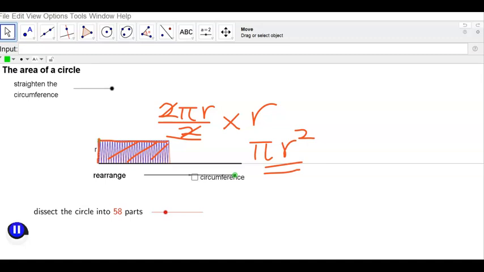I'm sure this lesson has been of great help to you to understand why the area of a circle is always pi r squared. Thanks so much for watching.